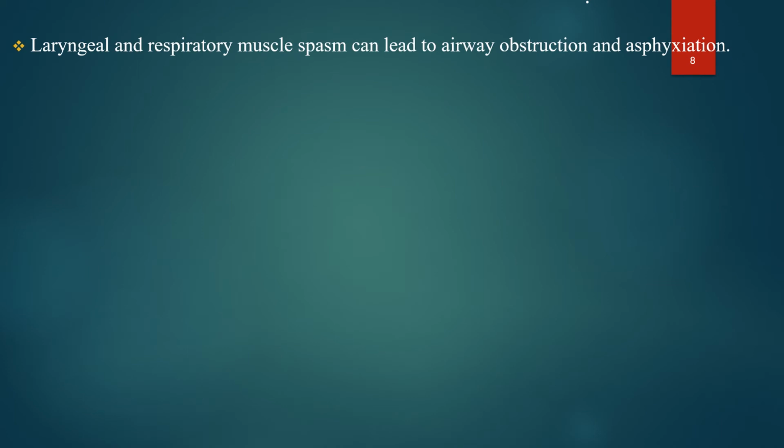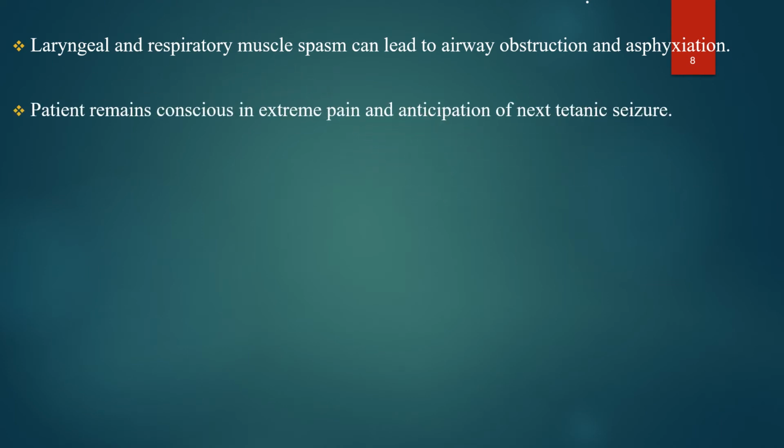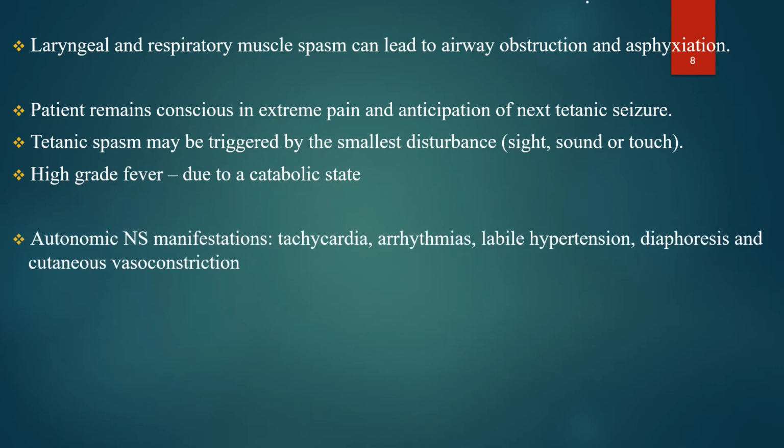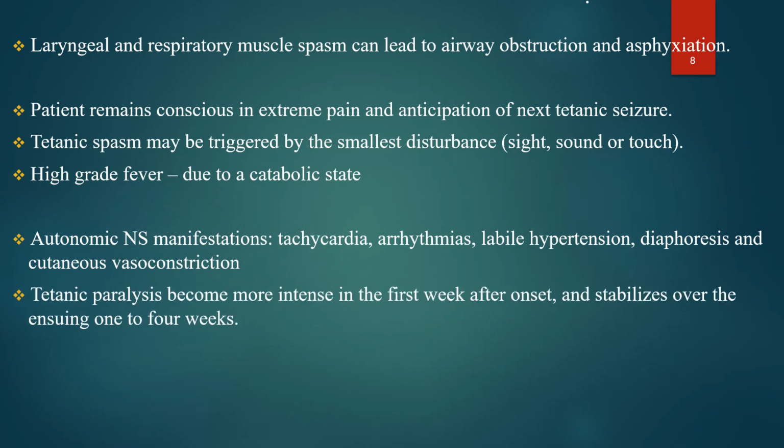Laryngeal and respiratory muscle spasm can lead to airway obstruction and asphyxiation. The patient remains conscious in extreme pain and anticipation of the next tetanic seizure. Tetanic spasm may be triggered by the smallest disturbance, such as sight, sound, or touch. High-grade fever can happen due to a catabolic state, and autonomic nervous system manifestations such as tachycardia, arrhythmia, labile hypertension, diaphoresis, and cutaneous vasoconstriction can all occur.